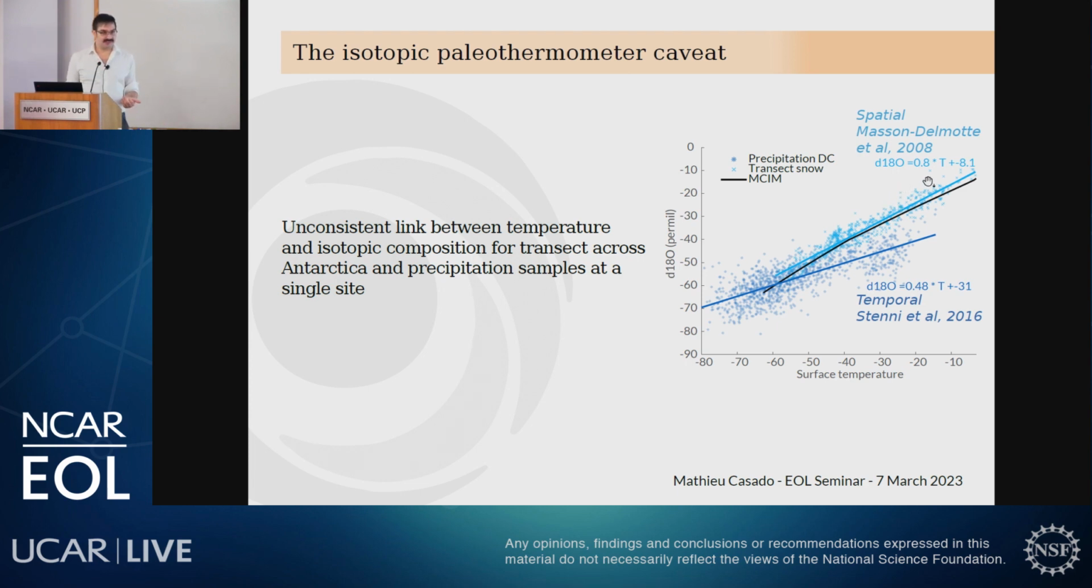Well, you can also stay at a single place. Whenever there is snowfall, you take your sample, you seal it, you bring it back to the lab, and you measure it. If you're, for example, at Dome C, you can have a range of temperature from -80 to -20 degrees Celsius, so quite a large range. And this is what Barbara Stenni and colleagues did. Here they find a slope of 0.5 per mil per degree. So already we have a problem. This thermometer is not super consistent, and this is from the exact same spot in Antarctica. One is a spatial slope, one is a temporal slope.